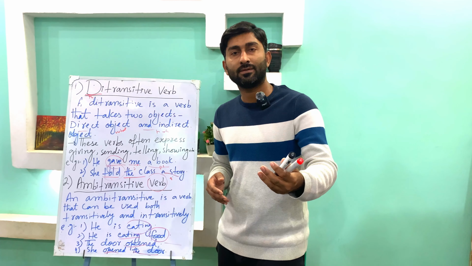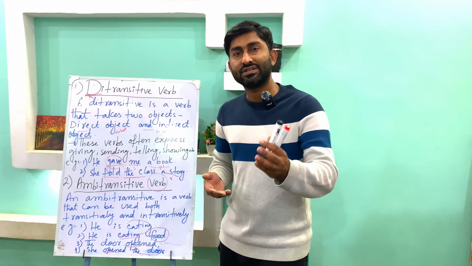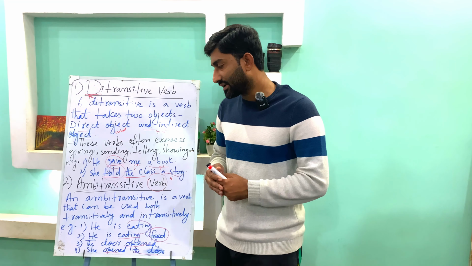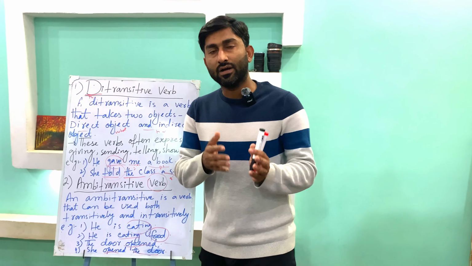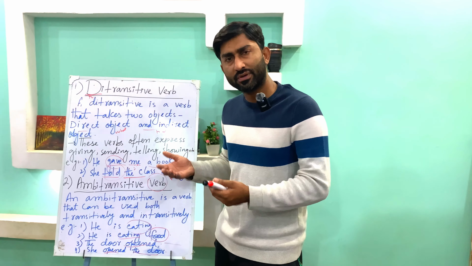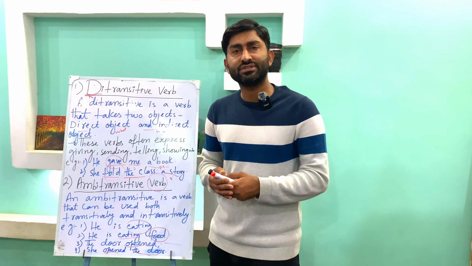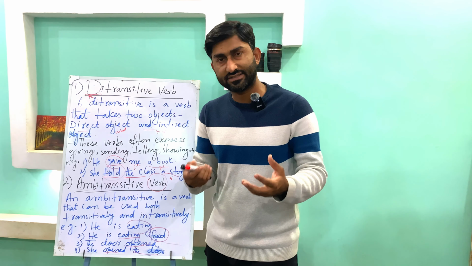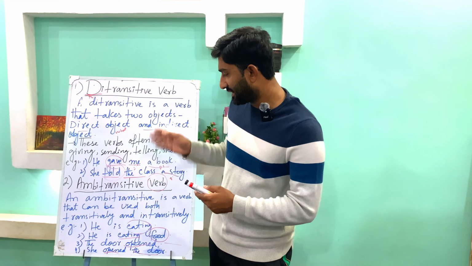Like, she sings well, without an object. She sings songs. Now here it is with an object. So such verbs are called ambitransitive. I hope the lecture was easy to comprehend and understand. And I'll also be sharing the definition of both with their 20 plus examples respectively.